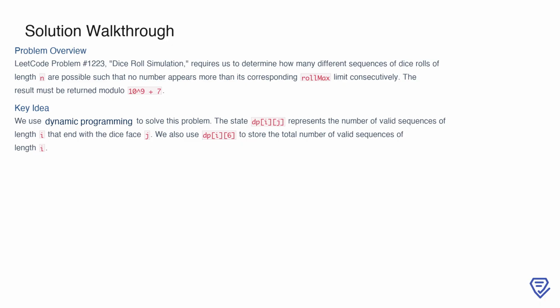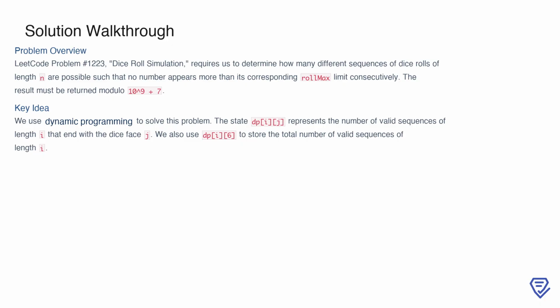In this problem, we're tasked with finding the total number of valid dice roll sequences of length n, where each dice face has a limit on how many times it can appear consecutively, as defined by the rollMax array. The result needs to be returned modulo 10 to the power of 9 plus 7 to handle large numbers. To solve this, we utilize dynamic programming.